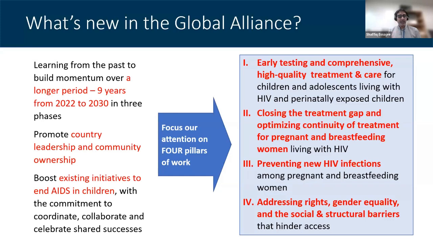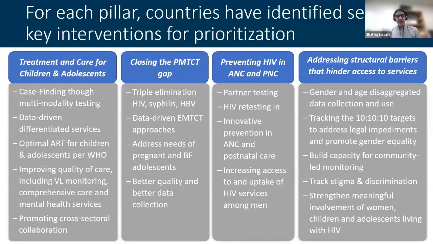We want to promote country leadership and community ownership, and we don't want to replace any existing initiatives that are ongoing. The Rome Action Plan is absolutely critical. Africa Reach, absolutely critical. All of these initiatives, we want to work with them to collaborate and celebrate our shared success when that happens. We've talked about the pillars of the Alliance already, and I just want to note that within each of these pillars, countries have already done a good amount of work to define the key interventions that they want to take forwards for prioritization.